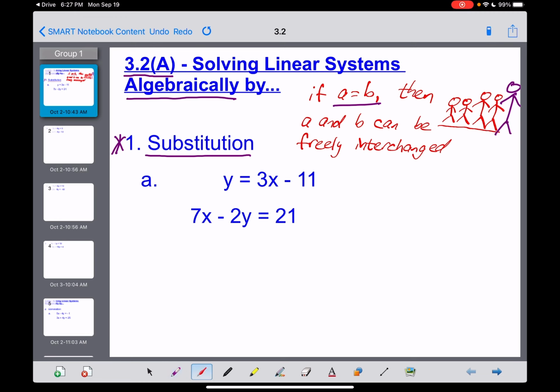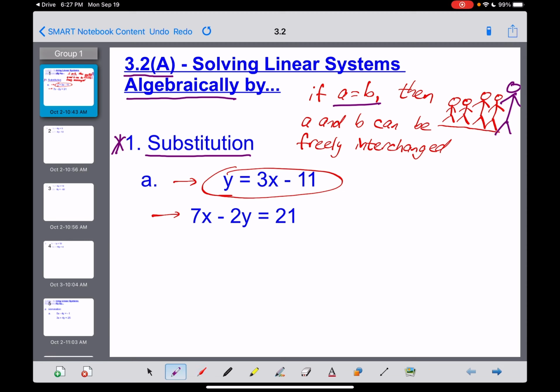All right, so enough of that, Mr. Fontana. Let's get into our first example. Once again, just like in 3.1, we have 2 linear equations given to us. But I started you guys out with kind of an easy one. In the first equation, the y is already isolated. What does that mean? All by itself on one side of the equation. So we're going to circle that equation right there that has y isolated.